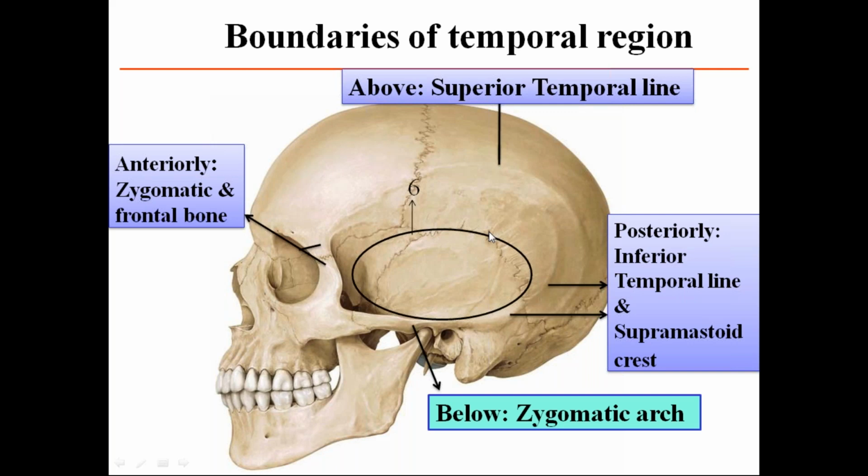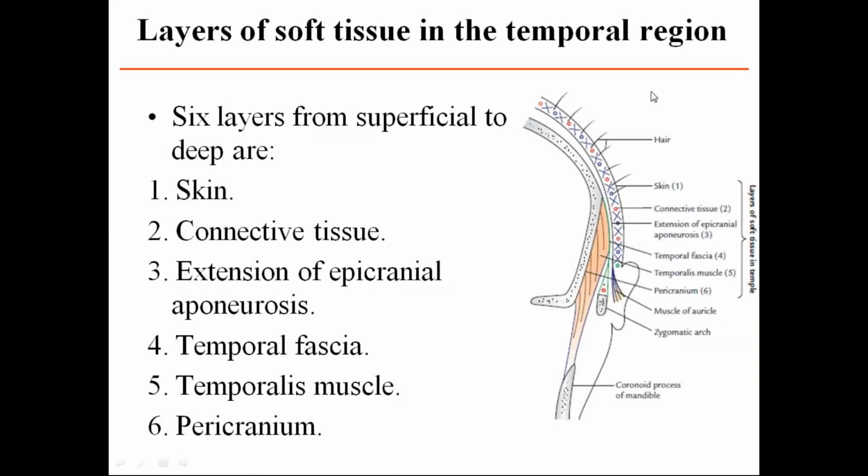Okay. Now if you see the layers of soft tissue in the temporal region, there are 6 layers from superficial to deep. This is almost similar to the layers of the scalp, but a little difference is there. From superficial to deep, the first layer is the skin, the next is the connective tissue, and the third layer is the extension of the epicranial aponeurosis. The fourth layer, which is in green color here, is the temporal fascia. The next layer is the temporalis muscle. Then you have the skull, which is covered by the pericranium. So these are the layers of soft tissue in the temporal region.